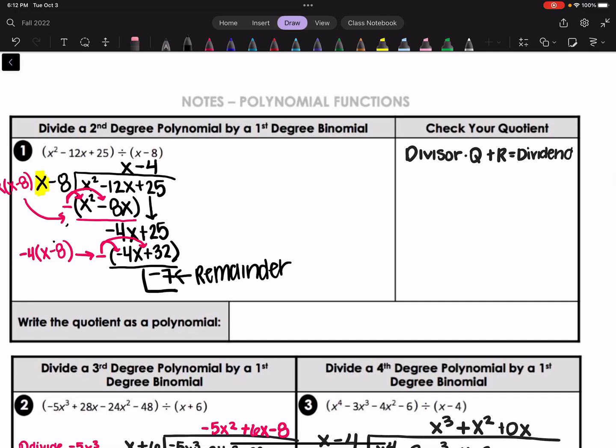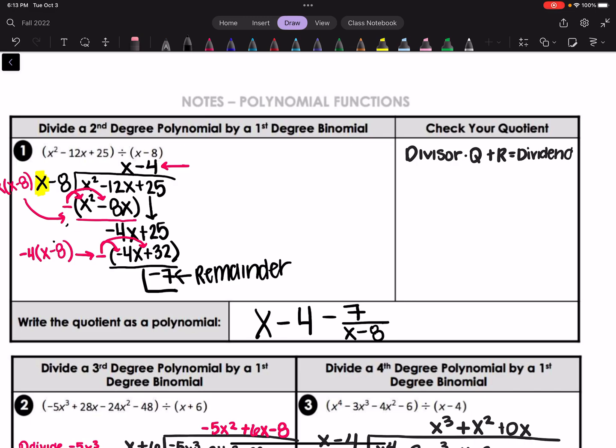So when we have a remainder, we want to make sure that we write our quotient as a polynomial. So my quotient, again, is the binomial that's left up at the top. So in this case, I have x minus 4 as my quotient. And then I'm going to add on my remainder as a fraction here. So I have negative 7, and I need to put that negative 7 over my divisor, which is x minus 8.